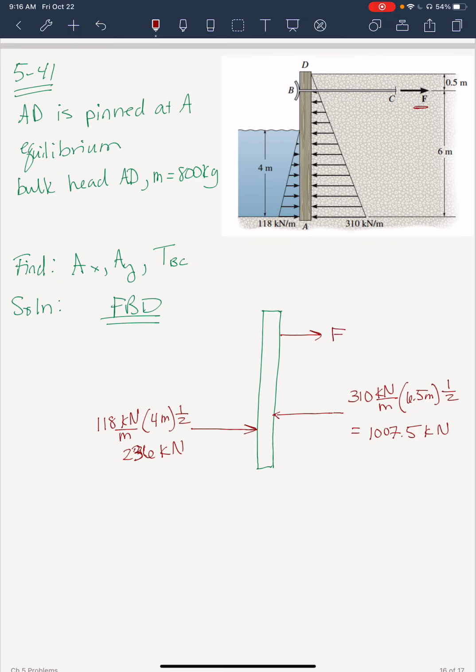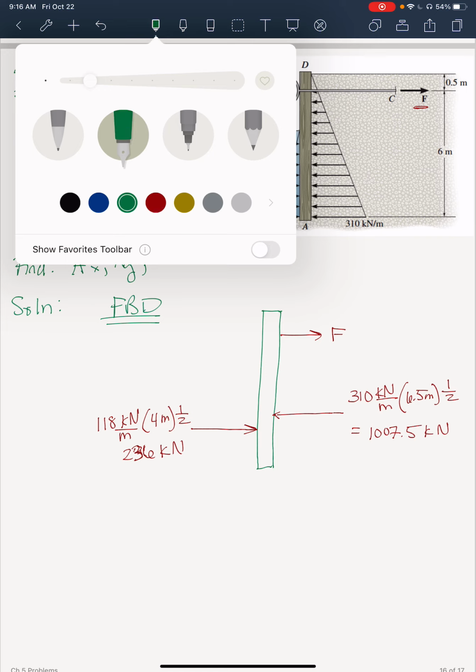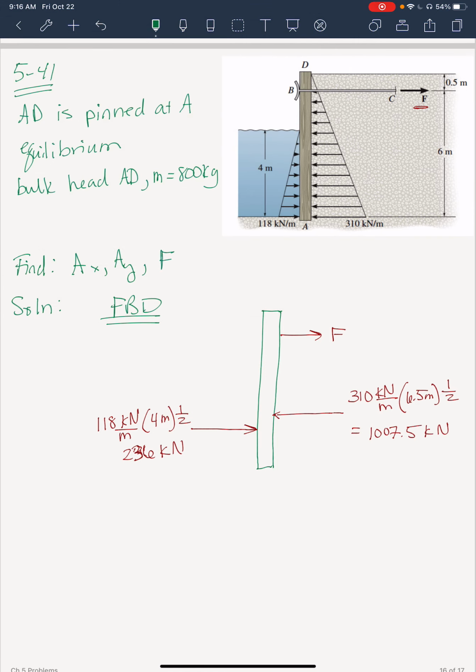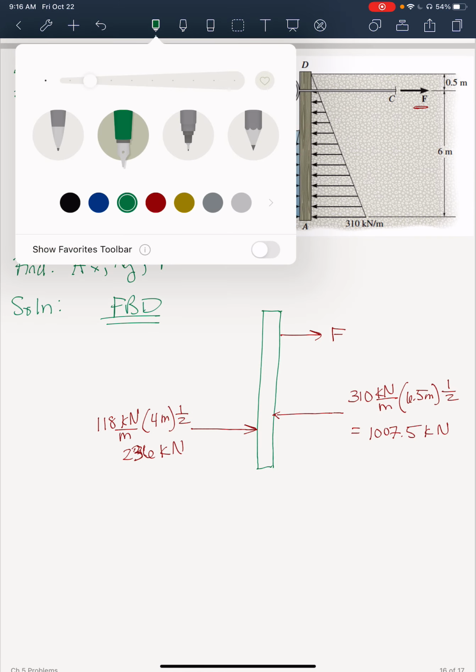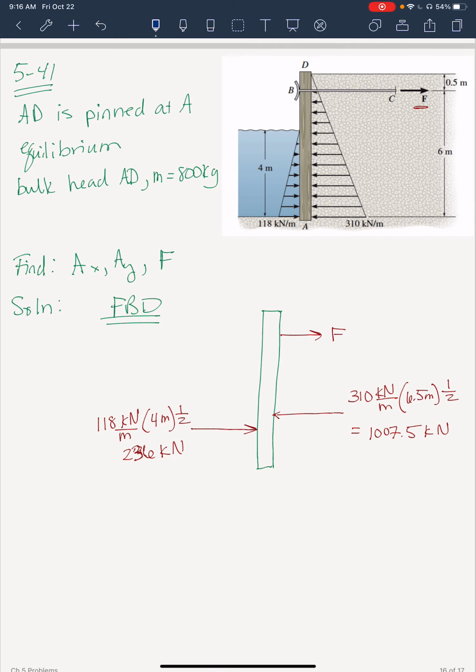And then we also have that force up here. I called it something else, so I'm going to change that to F, just because that's what they had labeled it there. So we don't know what F is.